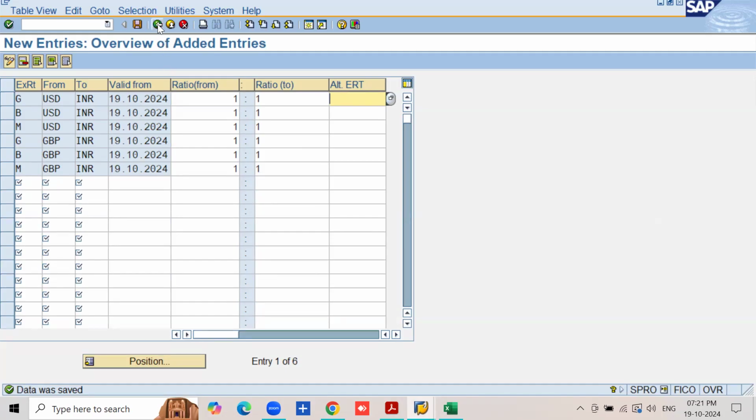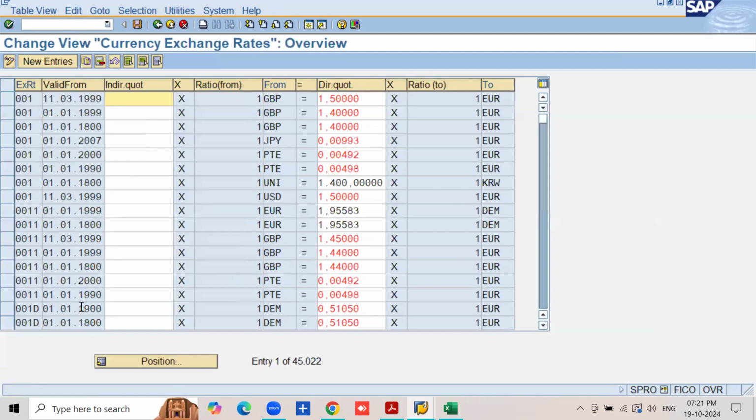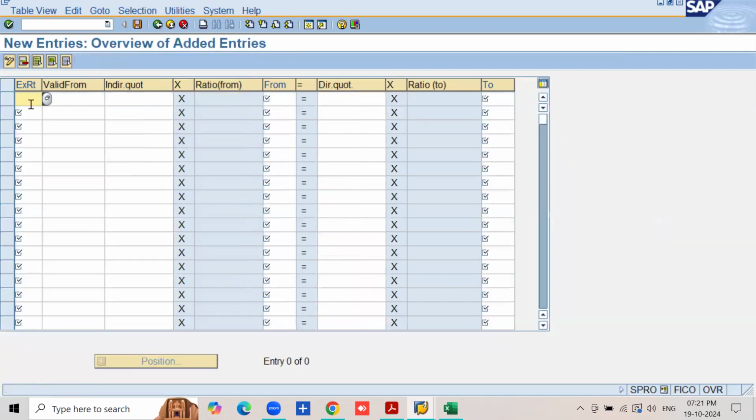So enter exchange rates. Path is same as above. Enter exchange rates. Click on new entries. Exchange rate type is equal to G. Valid from 19/10/2024. From currency is what? US dollar. Direct quotation 85. I will tell you what this is. To INR.